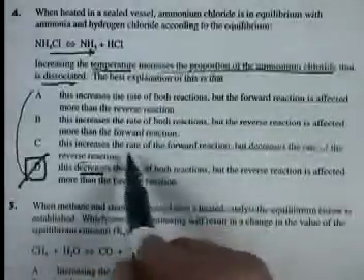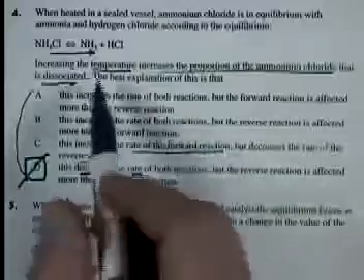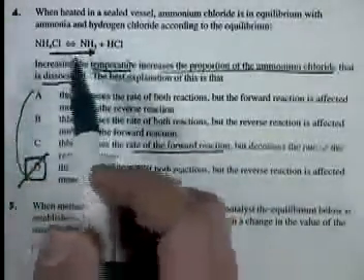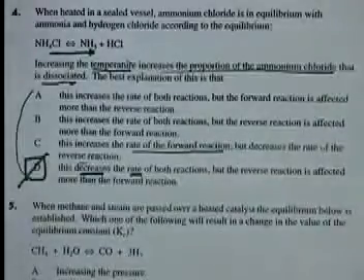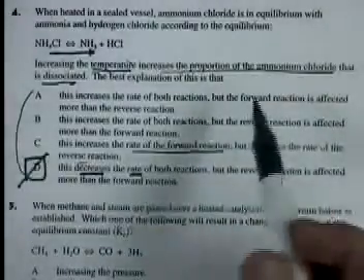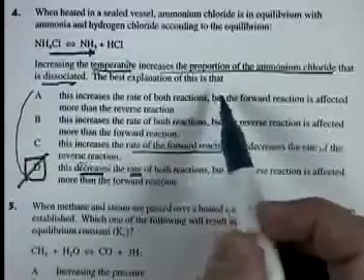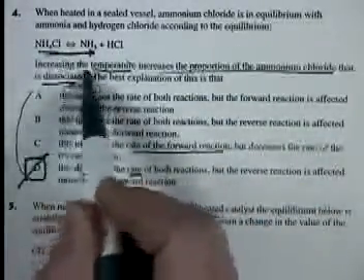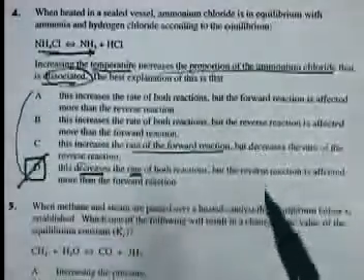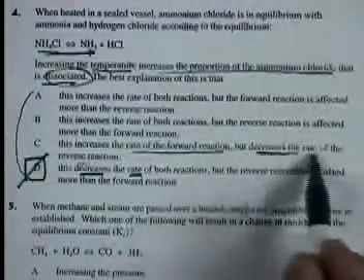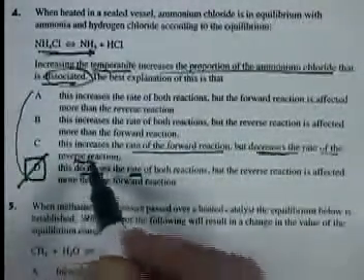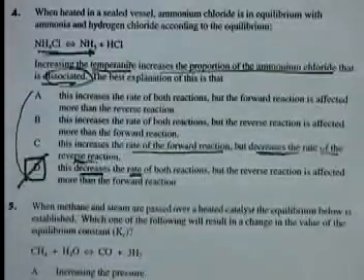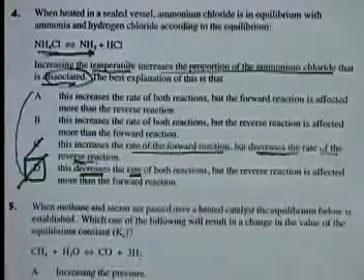Well, I would agree that it does increase the rate of the forward reaction because you increase the temperature. Molecules smash together more, and it should increase the rate of the reaction. And we're told that it decreases the amount of NH4Cl that's dissociated, so the forward reaction is going faster. But it says that it decreases the rate of the reverse reaction. Well, how can you increase the temperature and not have more collisions and therefore a faster reaction? So C is not a very good choice either.